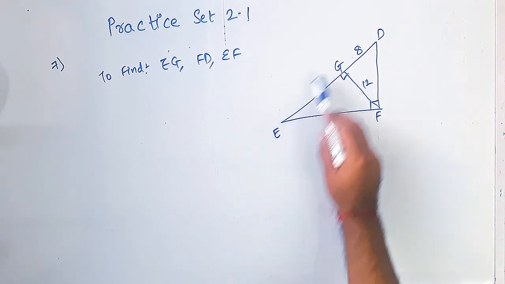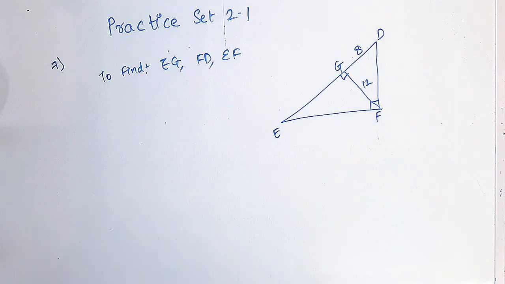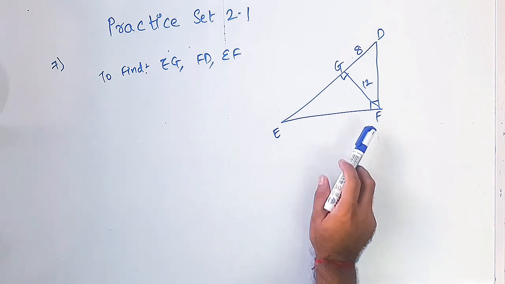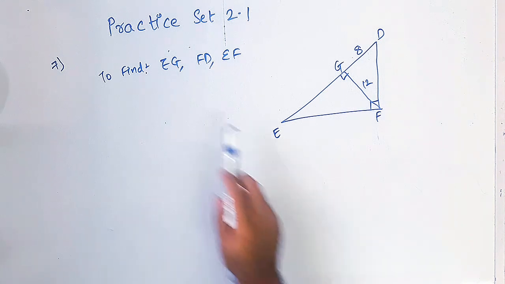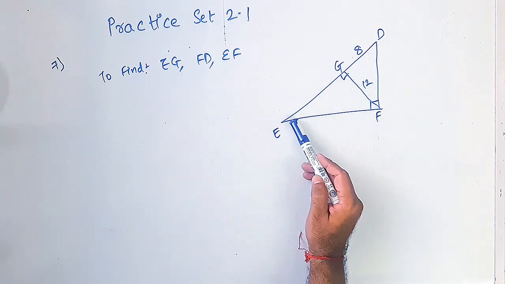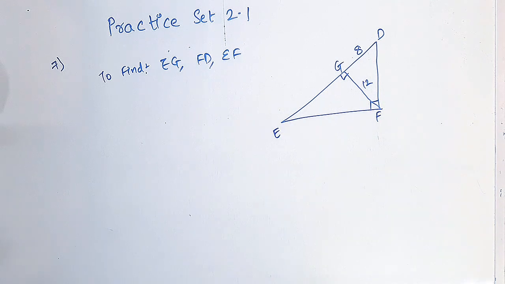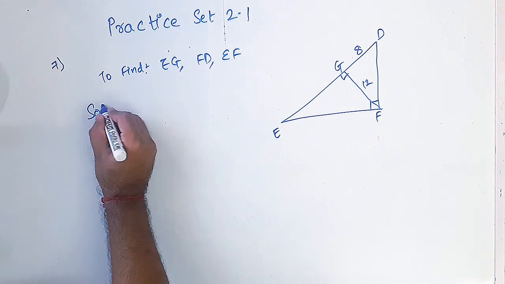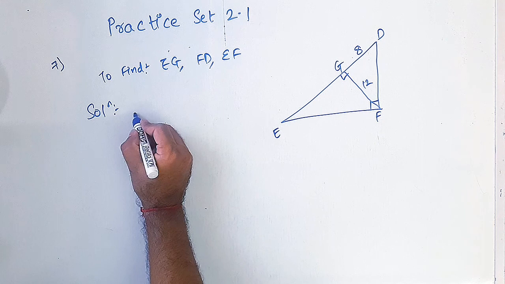As you can observe, FG is perpendicular to the hypotenuse. So as soon as you see such type of figures, what comes to your mind is geometric mean. We know here only FG and we know here GD, and we have to find 3 sides: EG, FD and EF. Now it is very easy to find EG. We have done it before.